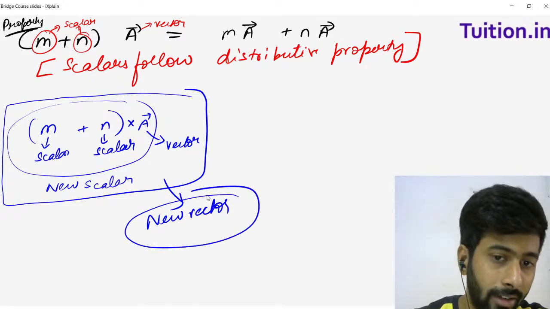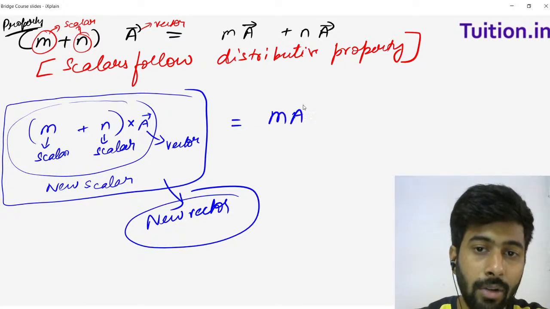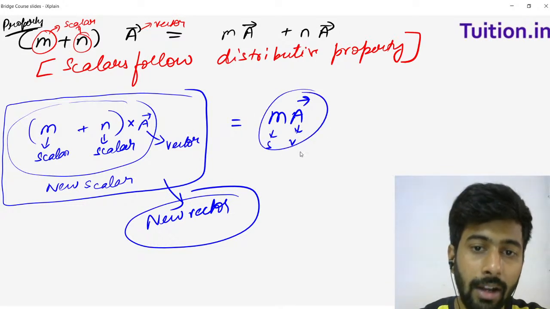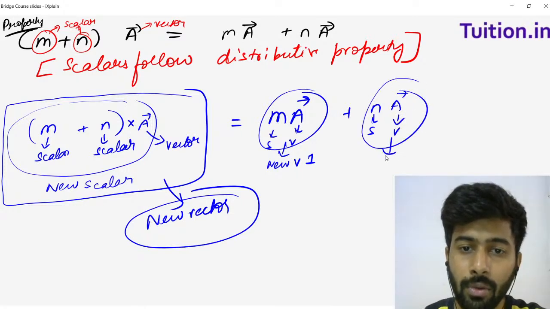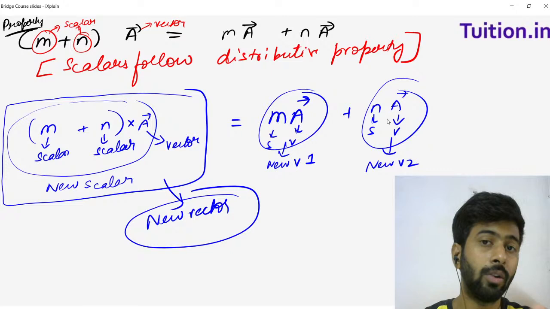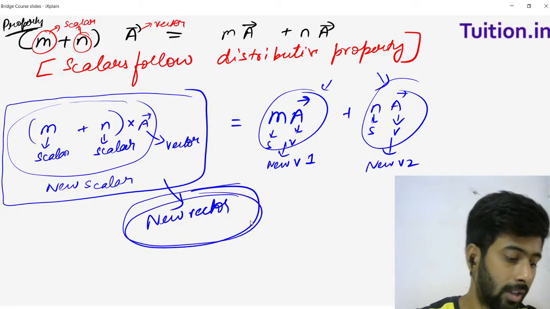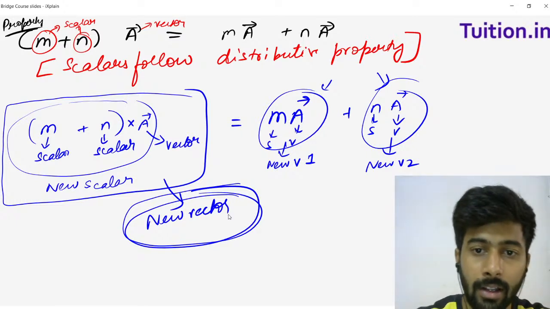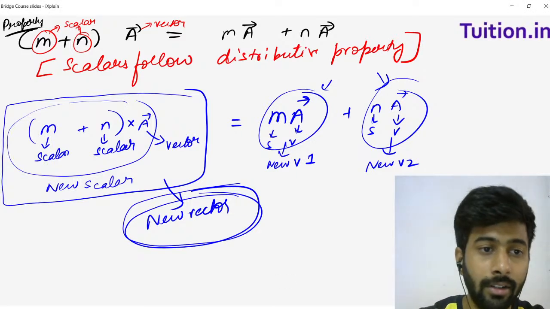And this new vector can be represented as a sum of two vectors, which is m into a bar. A bar is a vector, m is a scalar, m a bar is a new vector, so new vector 1, plus n is a scalar, a bar is a vector, and this is new vector 2. New vector 2 and new vector 1 together can be added to get this whole new vector. So obviously I'm talking about addition of two vectors here.